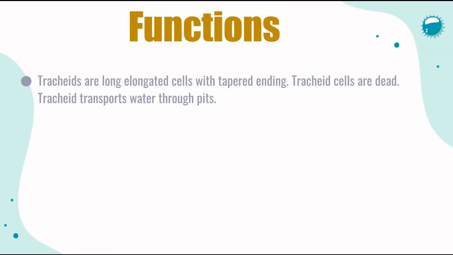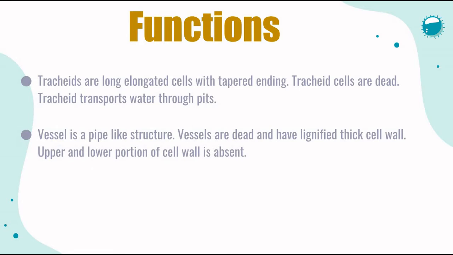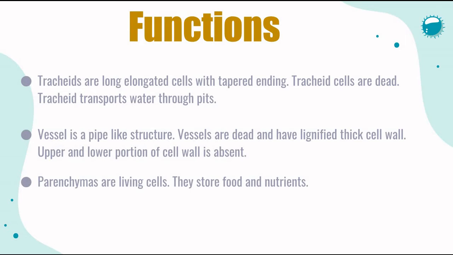Tracheids are long cells with tapered endings. Tracheid cells are dead. The tracheids transport water through pits. Then the vessel is a pipe-like structure. Vessels are dead and have a lignified thick cell wall, and the upper and lower portions of the cell are absent. And parenchyma are living cells. They store food and nutrients.